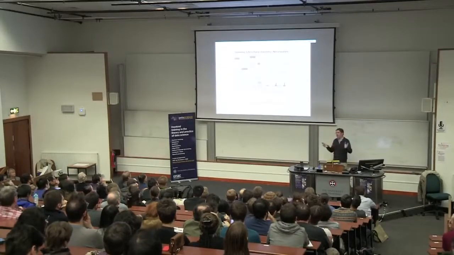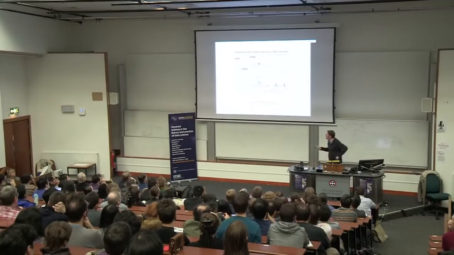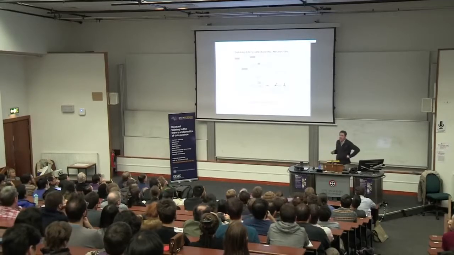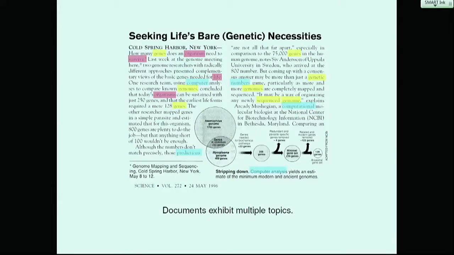So I showed you a bunch of elaborate topic models, but I just want to describe now the simplest topic model called latent Dirichlet allocation, Charles mentioned. The idea behind latent Dirichlet allocation is simple. Documents exhibit multiple topics. Okay, so here's a picture of an article. It's from the journal Science. It's called Seeking Life's Bare Genetic Necessities. And what this article is about, it's about determining the number of genes that an organism needs to survive in the evolutionary sense. Okay, so over millions of years, will an organism make it?